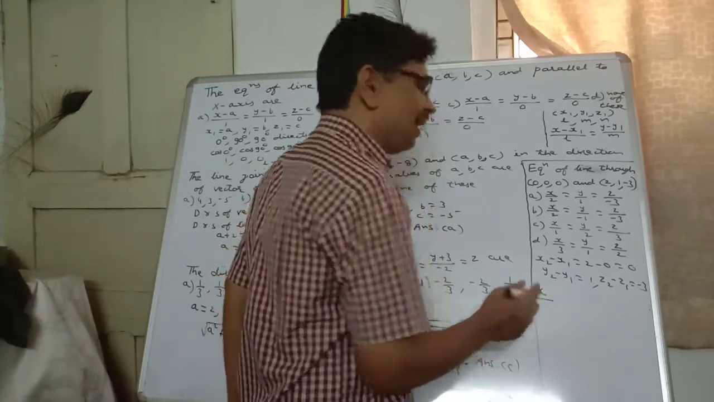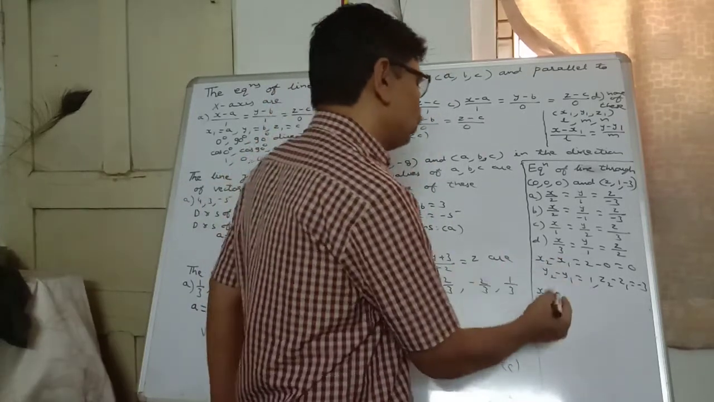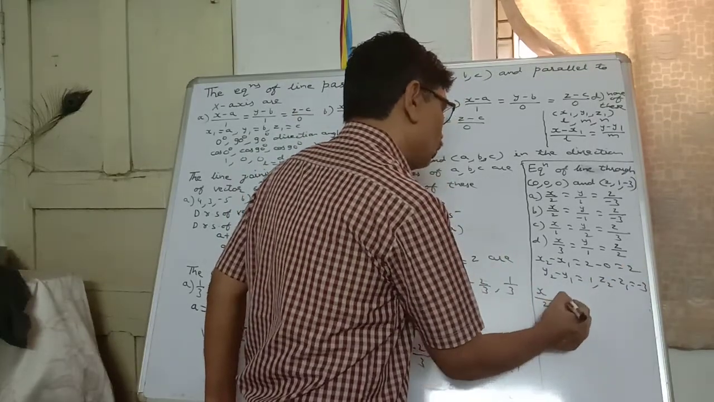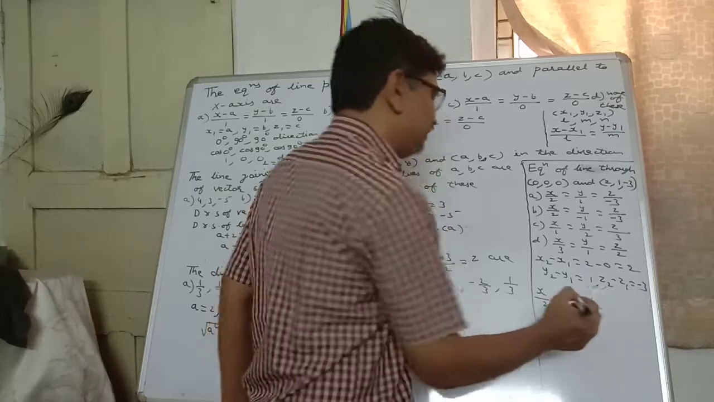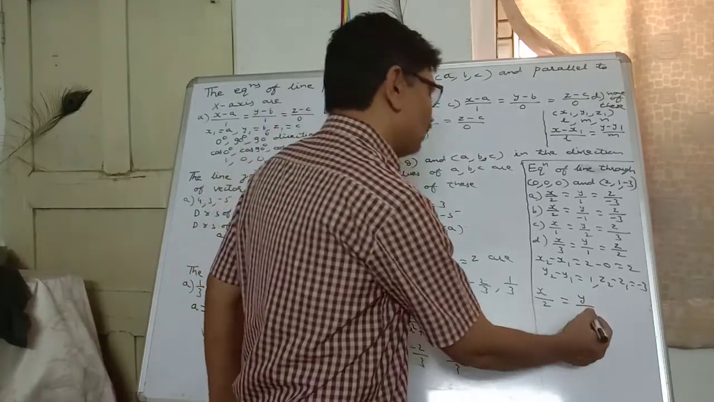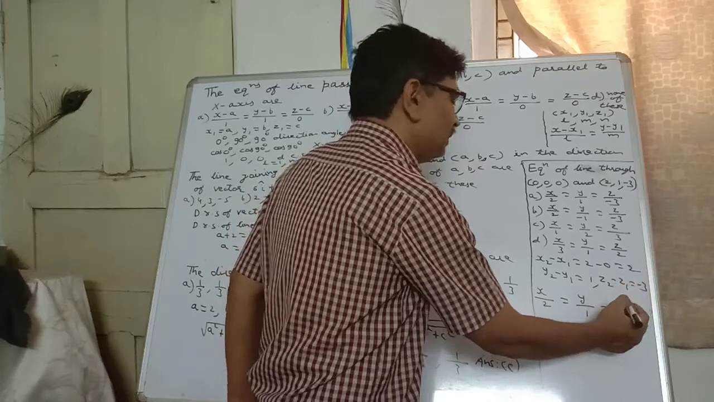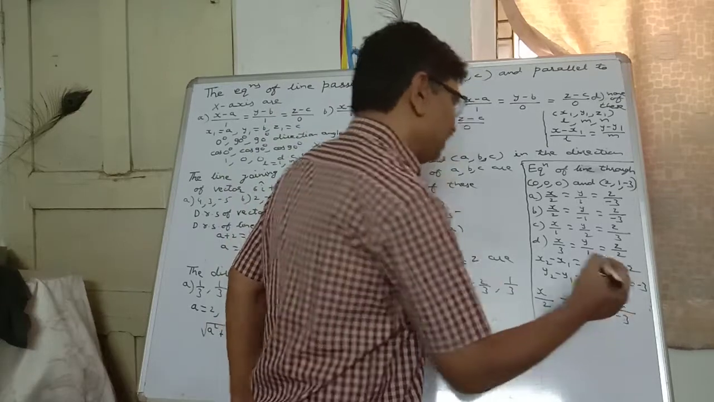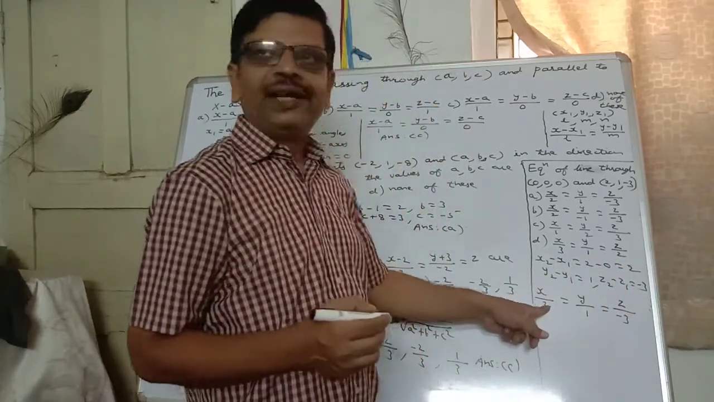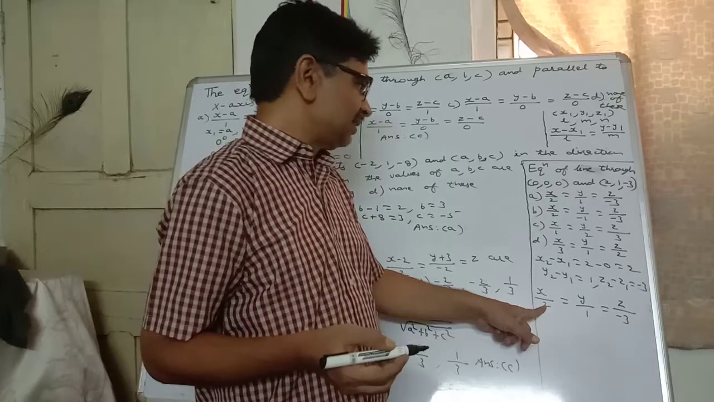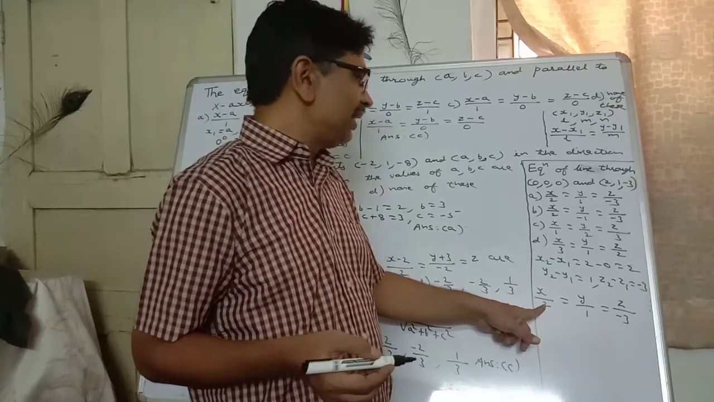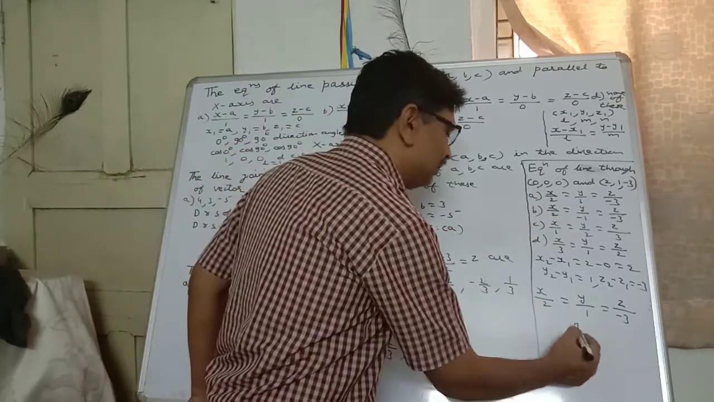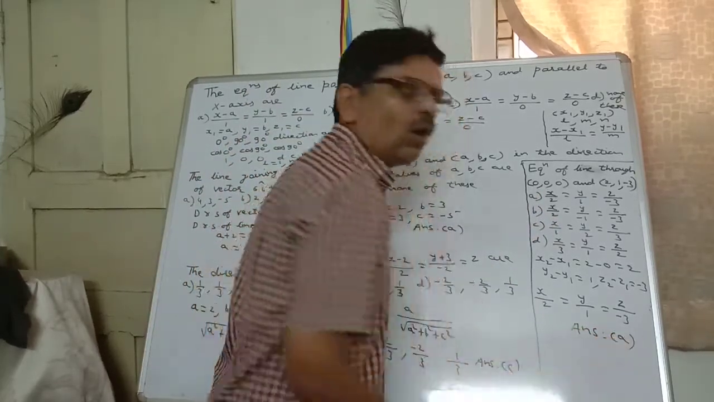Then the equation of the line in Cartesian form: (x minus x1) is x minus 0 upon (x2 minus x1) which is 2, equal to (y minus 0) upon (y2 minus y1) which is 1, equal to (z minus 0) upon (z2 minus z1) which is minus 3. Now compare it with the options. Here we can observe that this is the same as option A. Answer is option A.